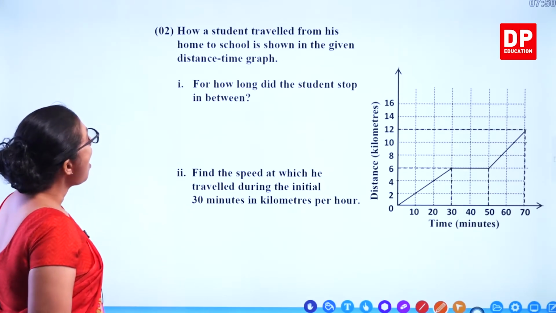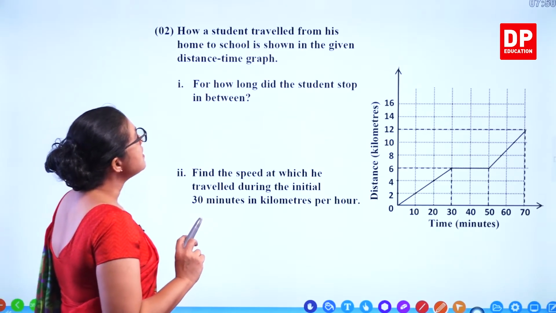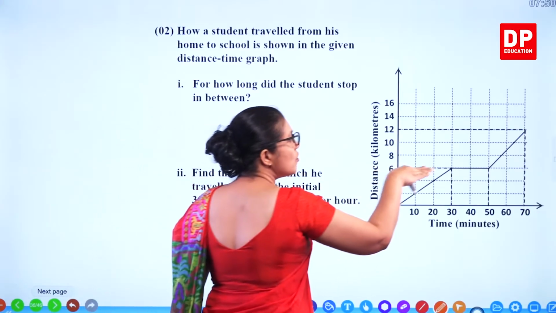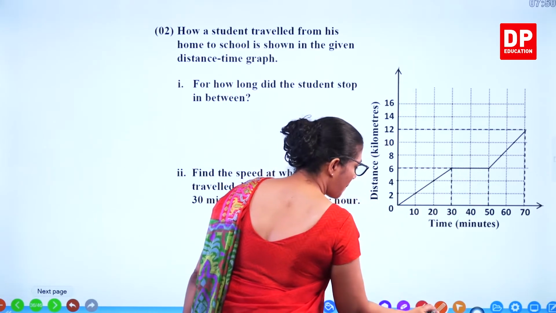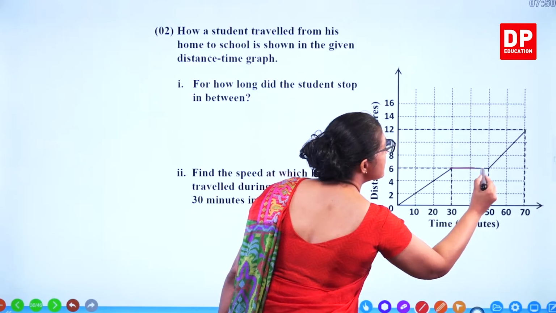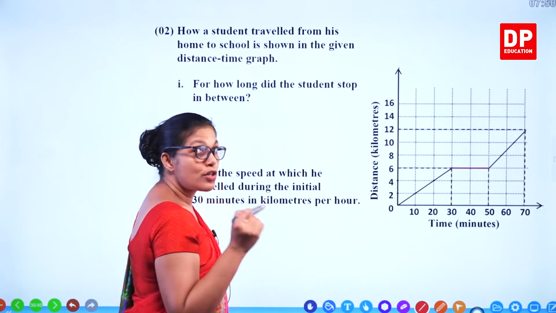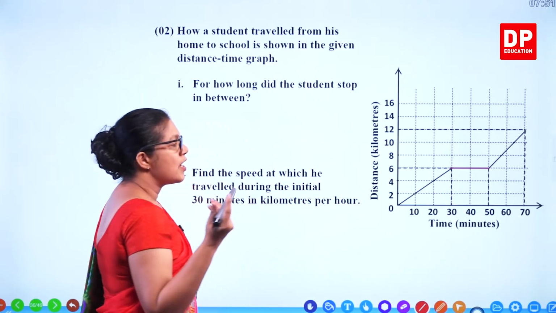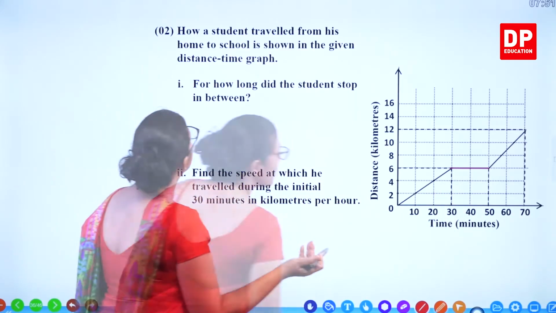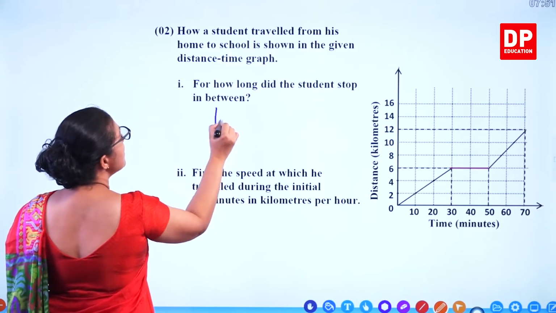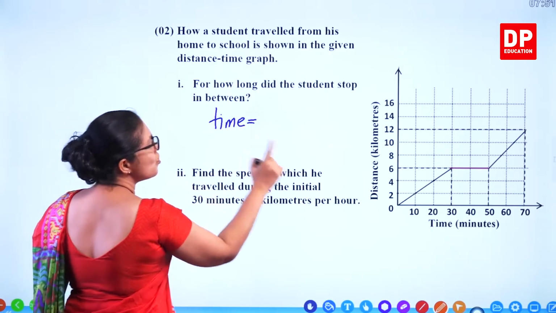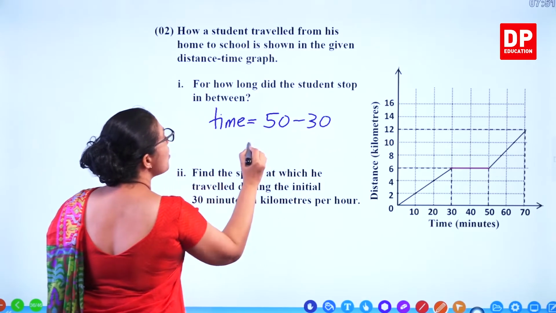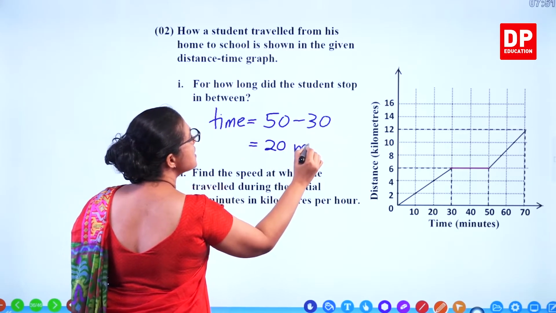Part 1. How long did the student stop in between? So that means not moving. So that means this part. This part is not moving. So what's the time there? 30 to 50. 20 minutes. So how you calculate the time? So time is equal to 50 minus 30. That's 20 minutes.